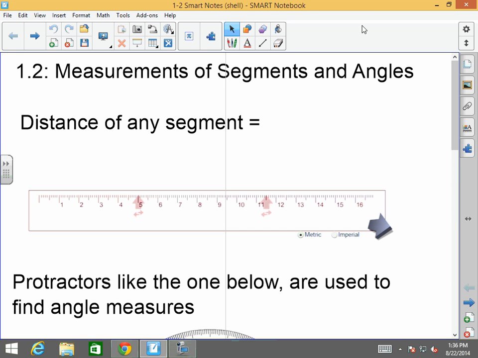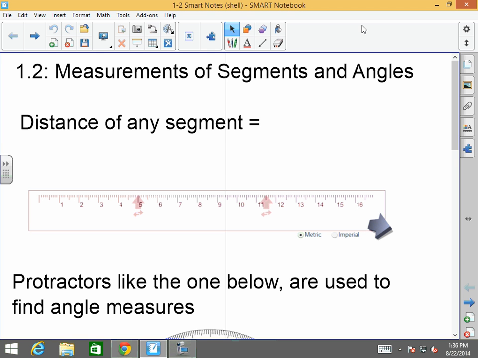We're going to wrap up 1-2 today, but before I do that, let me give you a quick summary of what we did yesterday, just to make sure we're all sharp, and then we'll get to the good stuff. We were talking about distances of segments and lines and angles.